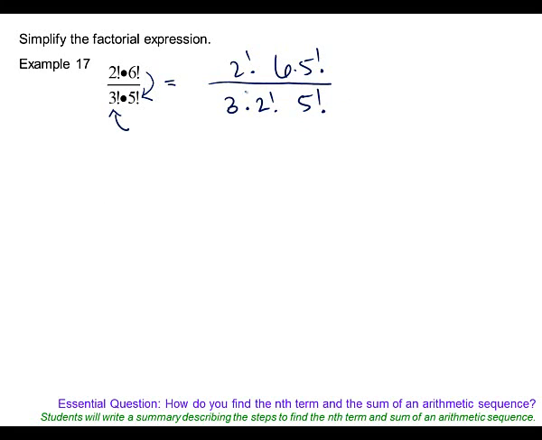All right, what's going to cancel now? 2 factorial cancels, 5 factorial cancels. Ooh, 3 into 6, how many times? 2. So my answer is 2.